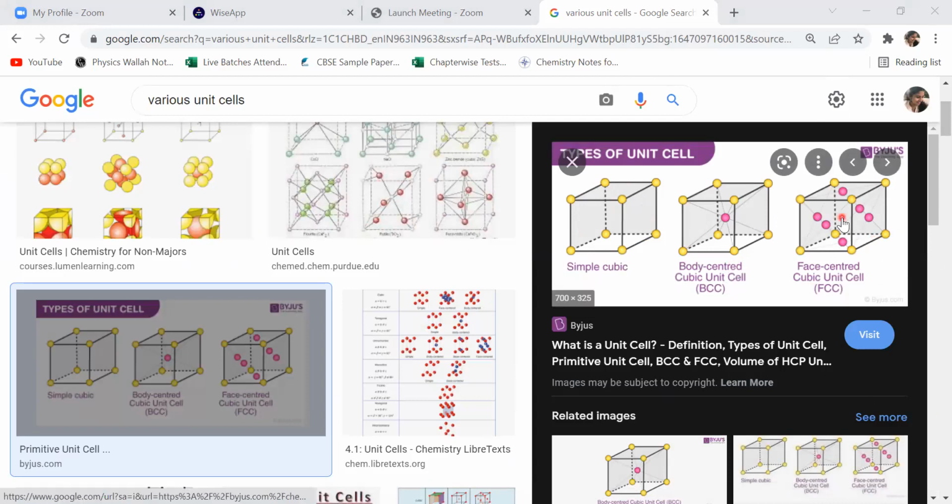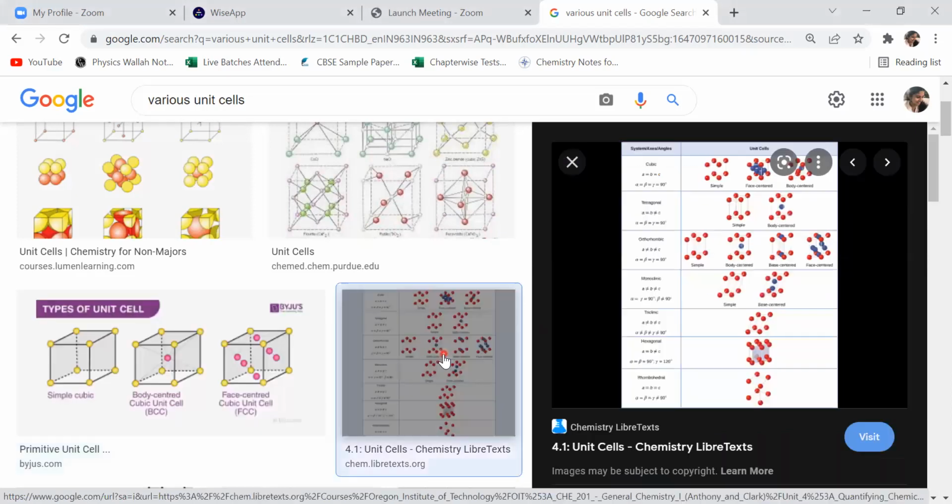You have the face centered cubic unit cell, which includes 6 of the faces that are pink in color, and the others are corners. So if you see, in simple cubic we have only considered the corners. In body centered, it's the body center plus the corners. In the face centered, it's face centers plus the corners. The next I wanted to show was this.